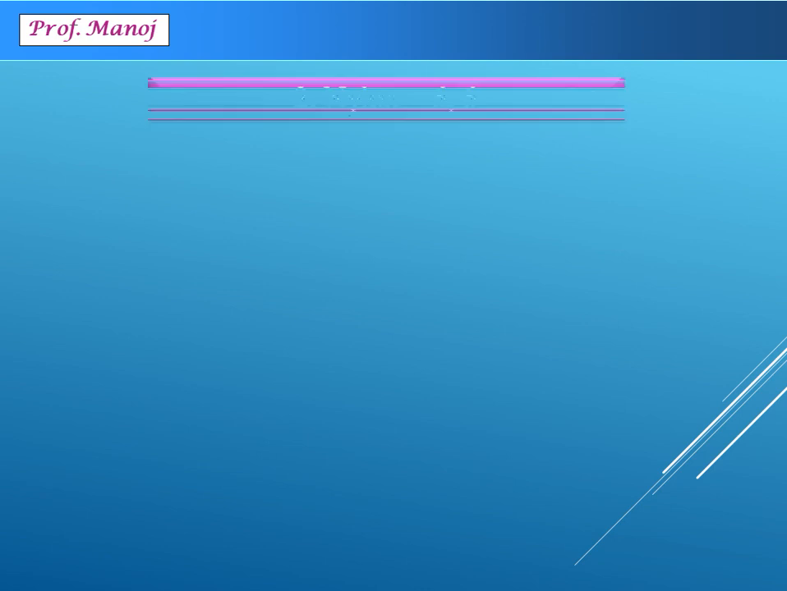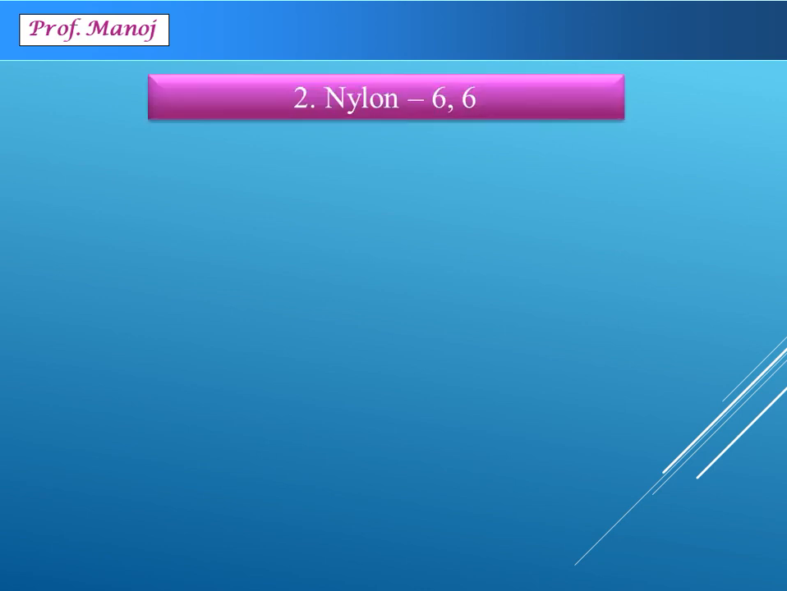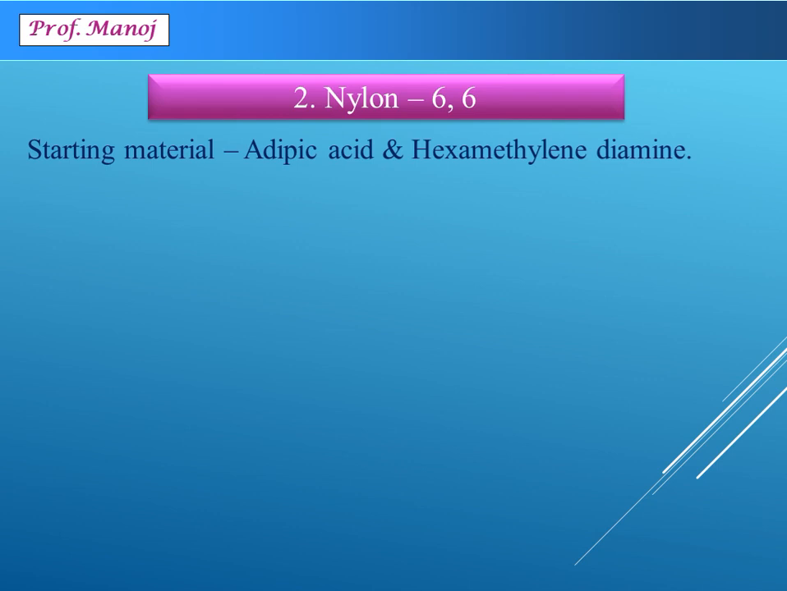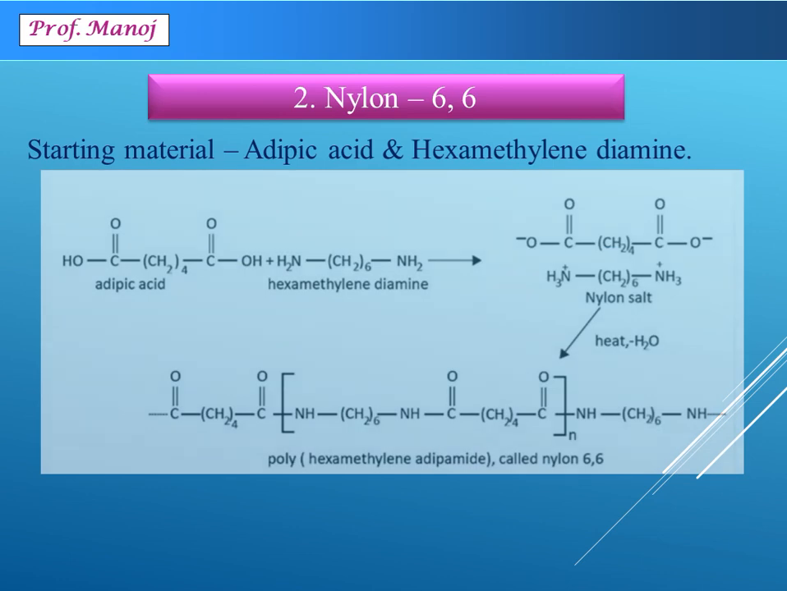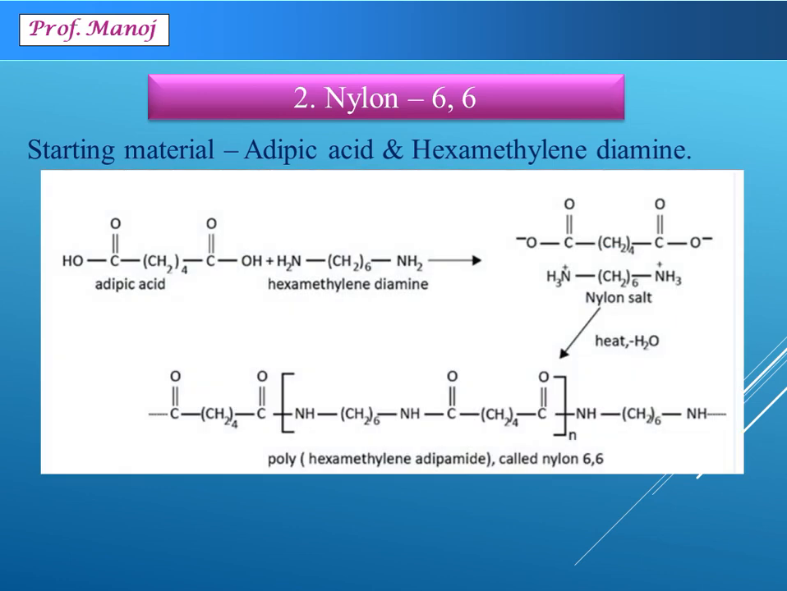The second member of polyamide family is nylon 66. Starting materials are adipic acid and hexamethylene diamine. Since there are two starting materials used, it is a copolymer. Let us see this little complex reaction. In the beginning, you can see the structure of adipic acid. Adipic acid has in the center CH2 four times and on both the sides two COOH groups. This is treated with hexamethylene diamine.